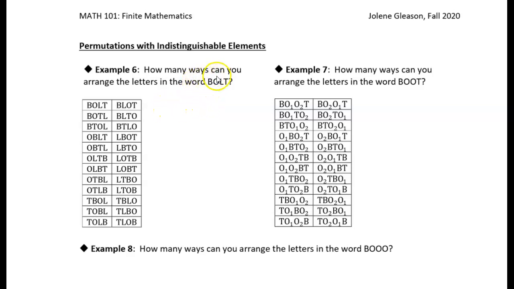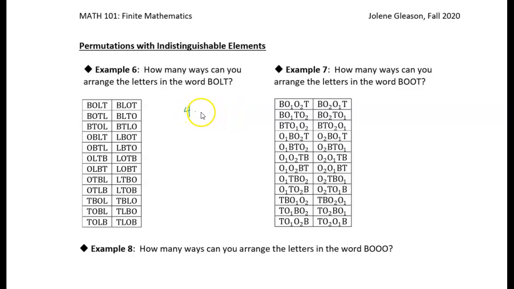We're asked how many ways can you arrange the letters in the word bolt. Okay, so we have a B, we have an O, we have an L, we have a T. So it's sort of like arranging the books on a shelf. What do we want for the first letter? We have 4 to choose from, right? So we have 4 choices for the first letter.